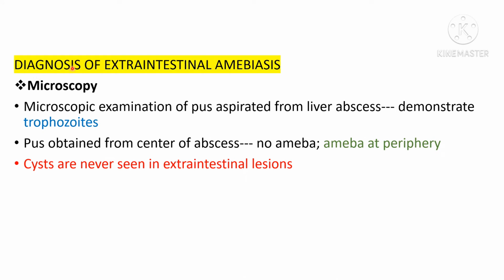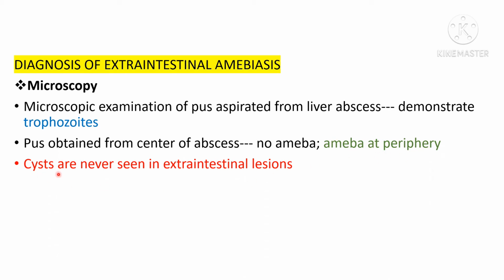Next is the diagnosis of extraintestinal amoebiasis. For that, first we do microscopy. Microscopic examination of pus aspirated from a liver abscess will demonstrate trophozoites. Pus obtained from the center of the abscess contains no amoeba. We have already said in the previous video that the center of the abscess is a bacteriologically sterile area and there is no amoeba present there. Amoeba is present at the periphery.